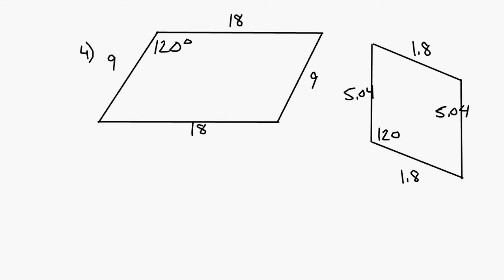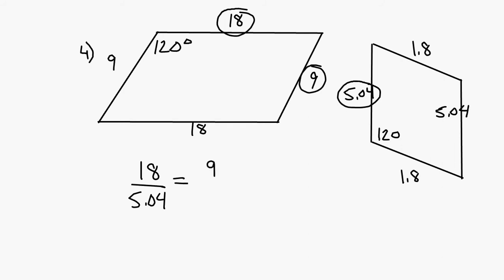So look, this 18 over 9 would have to equal, or better yet, the way we talked about it all week was the long side of this shape over the long side of this shape. So the 18 over the 5.04 would have to equal the short side, which is 9, over the short side, which is 1.8.